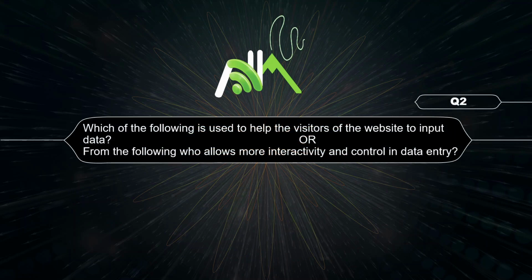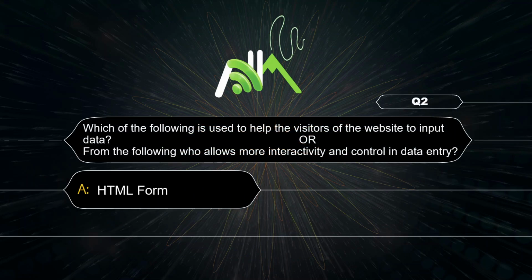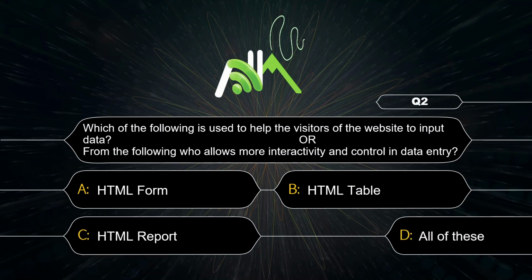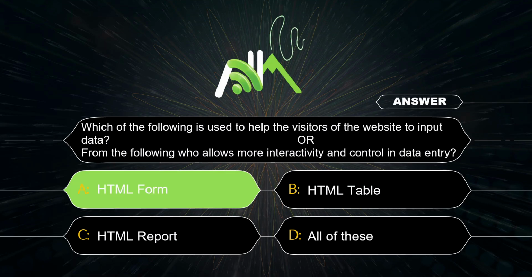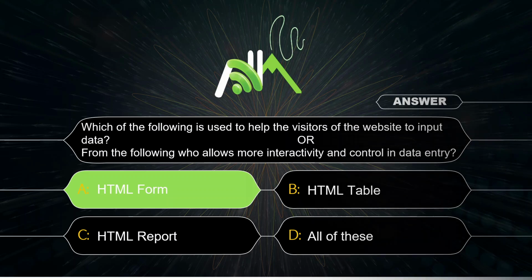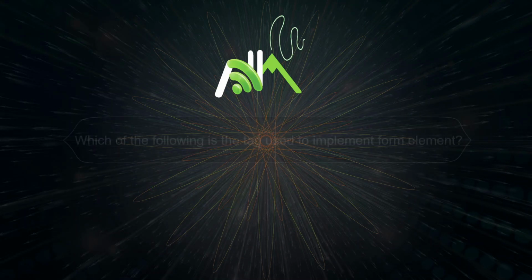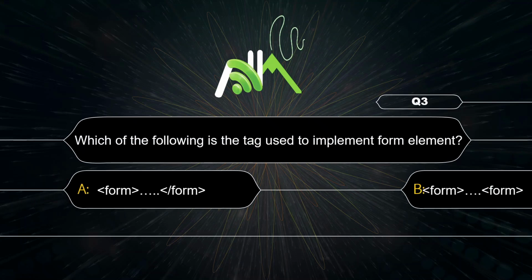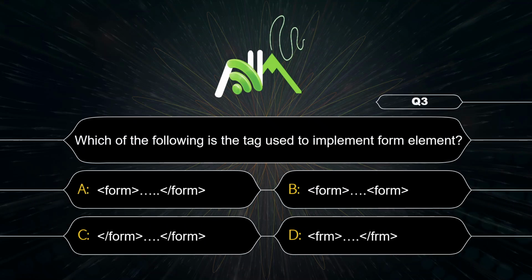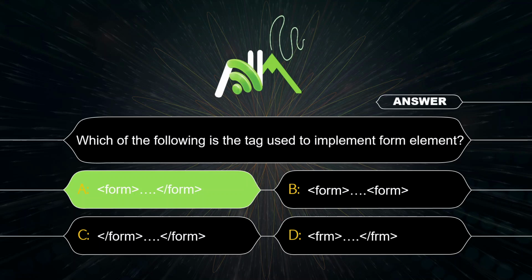And here we will proceed to the next question. To get the input from the visitor or to add more interactivity or control in data entry. So again our answer is HTML form. And here is our third question. Which tag is used to implement form element? Here you have to open it and then you have to close it. So the correct answer is option A.